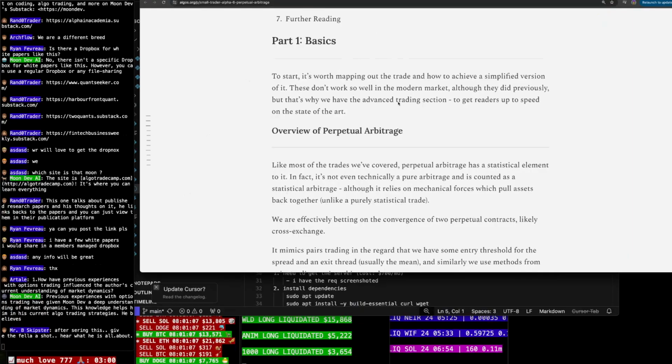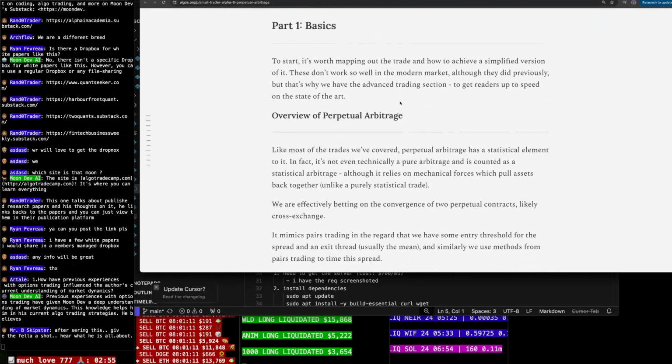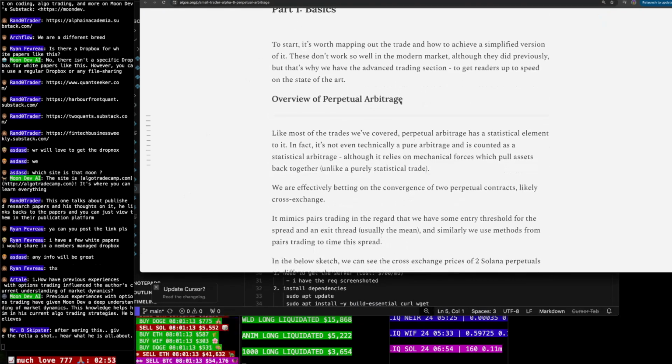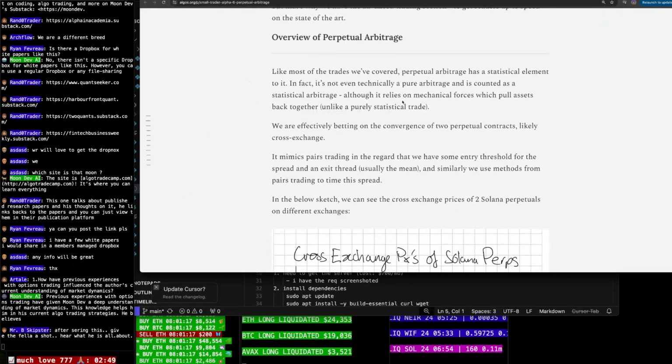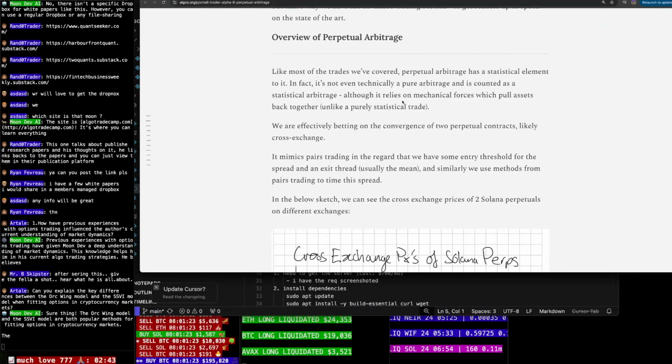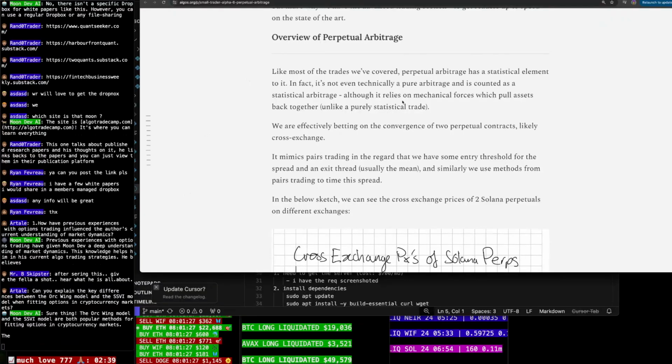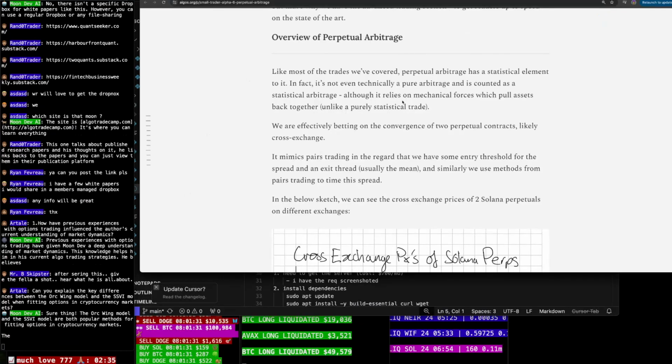These don't work so well in the modern market, although they did previously. But that's why we have the advanced trading section to get readers up to speed on the state of the art. Overview of perpetual exchanges. Like most of the trades we've covered, perpetual arbitrage has a statistical element to it. In fact, it's not even technically a pure arbitrage and is counted as a statistical arbitrage, although it relies on mechanical forces which pull assets back together.